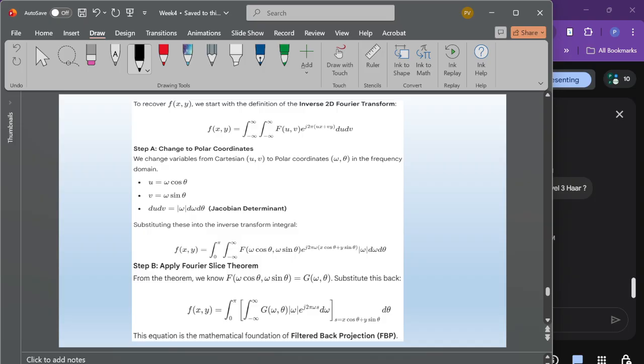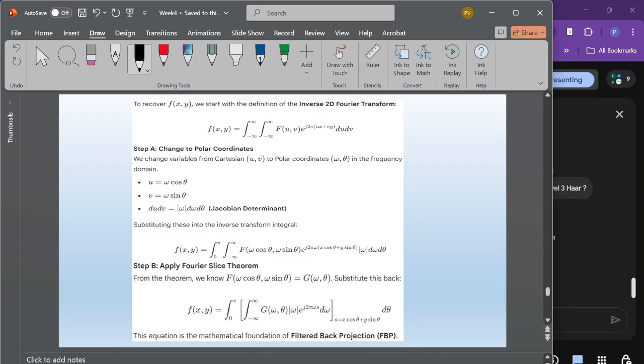Now after this, to recover f of x comma y we use the inverse 2D Fourier transform. This is the inverse 2D Fourier transform formula: f of x comma y is the integral over minus infinity to infinity for both directions u and v of F of u v, the Fourier transform of the given signal, times e to the power j 2 pi (u x plus v y).